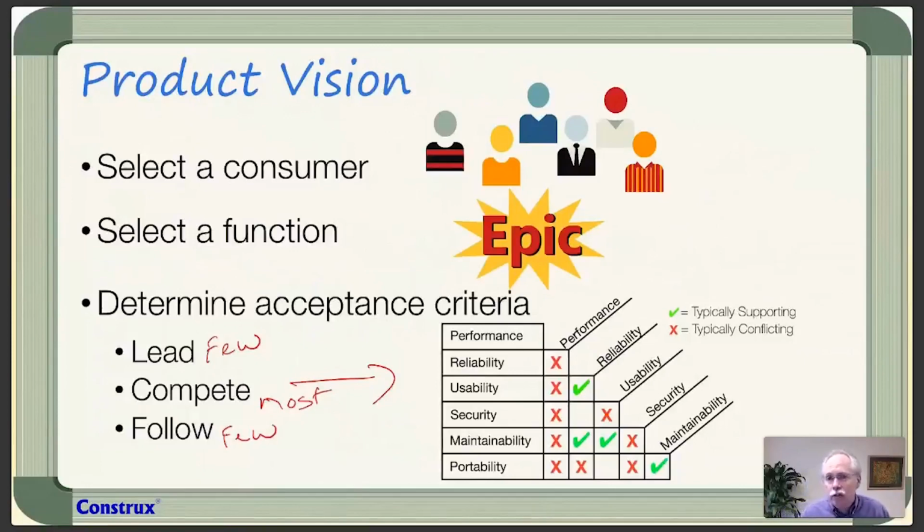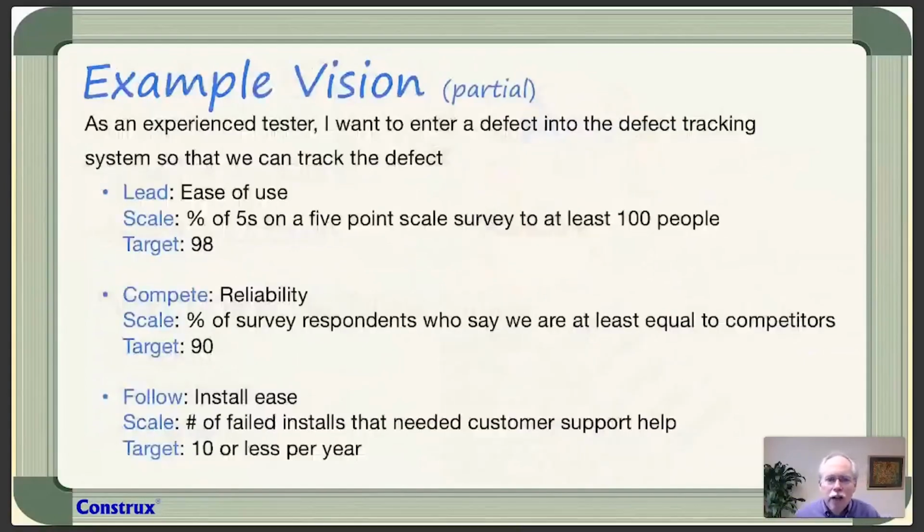So how does this look as a user story? Well, here's an example, back to my testing example. We can say, as an experienced tester, I want to enter a defect in the defect trace system so we can track a defect, right? The so that here isn't really adding a lot. I could probably have dropped, crossed that out, because it's not saying anything. It's basically saying the same thing over again. But I've got 3 example areas. I got a lead area, I got to compete, and I've got to follow.